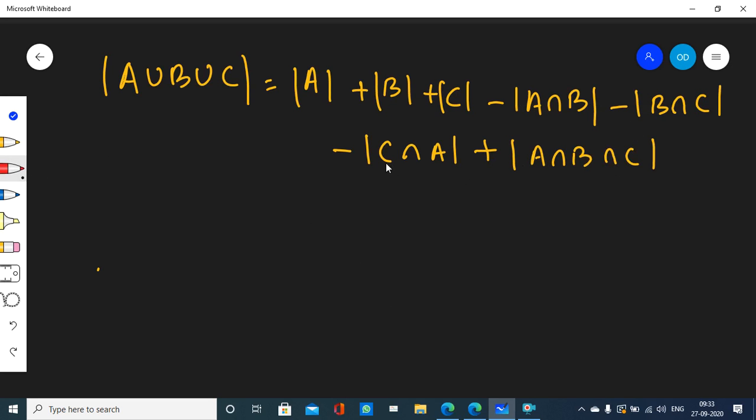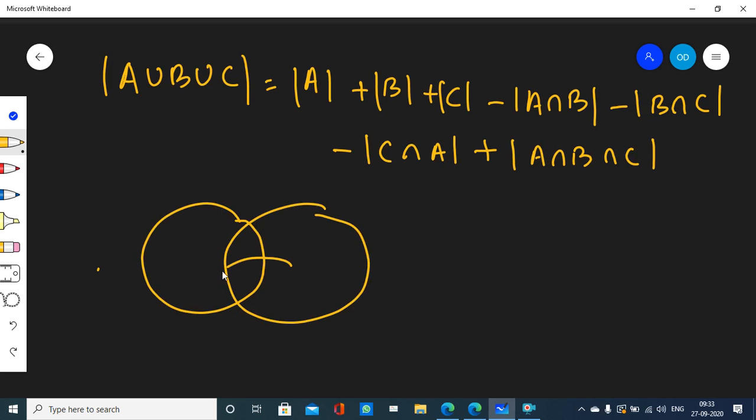I think you are able to figure out which region of the Venn diagram is which set. Which region is A intersection B, which region is B intersection C, which region is C intersection A. Suppose this is A, this is B, this is C. This region is A intersection B. This region is A intersection C. This region is B intersection C. But this middle region is common between all of A, B, C. So this region is A intersection B intersection C.